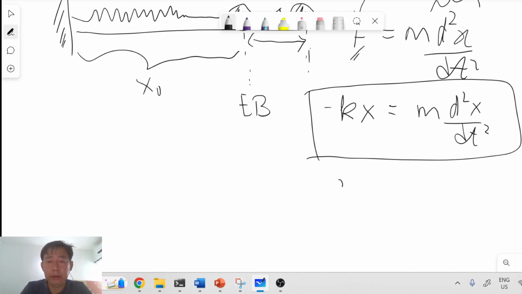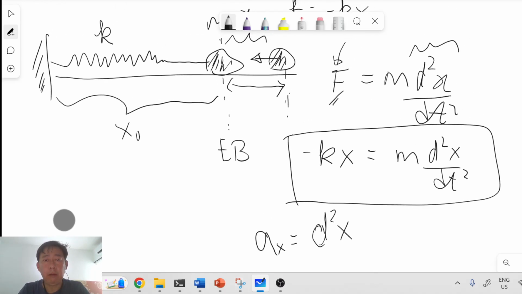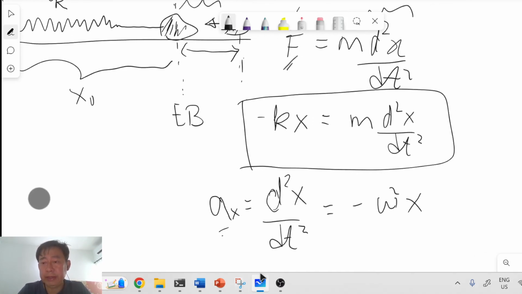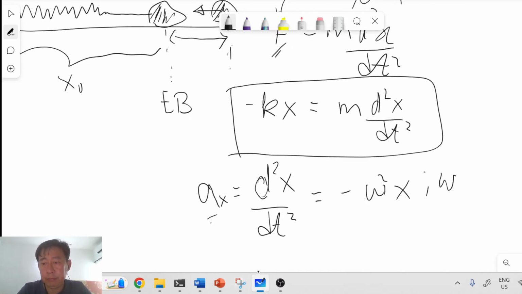You make some small rearrangement, and then you would have the acceleration of the object m, which I denote as a_x. By definition it is the second order derivative of x with respect to time, which equals minus omega squared x. Here omega squared is just a positive constant, denoted as the spring constant k divided by m.